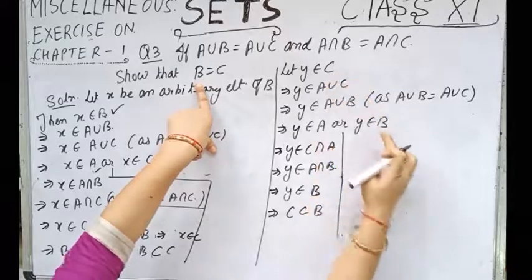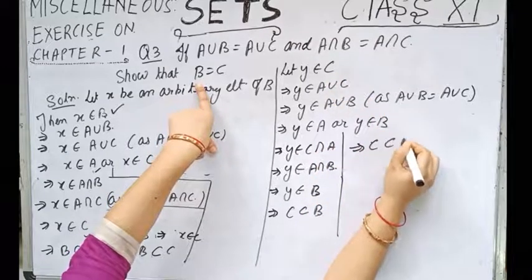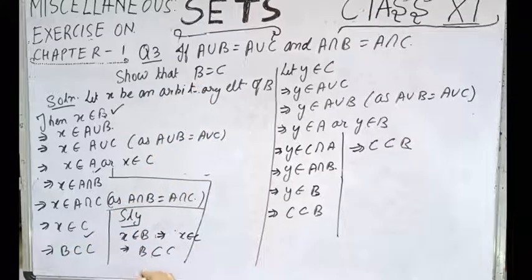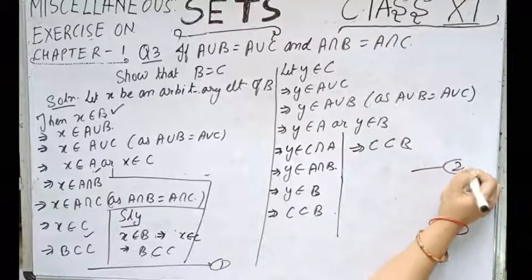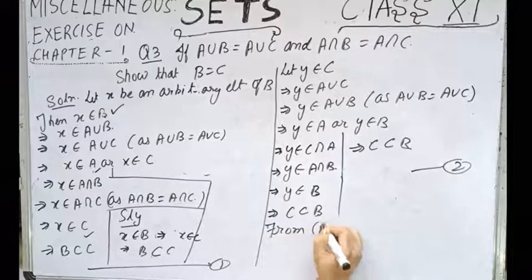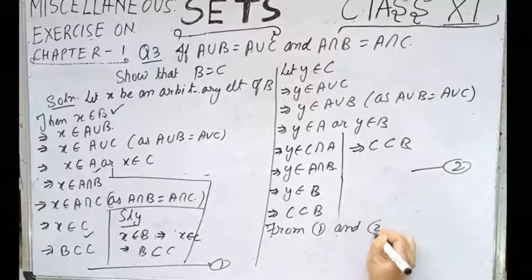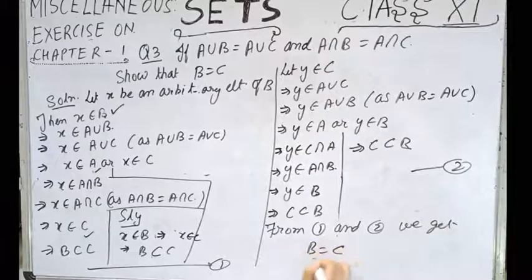Again over here y belongs to C and we have got y belongs to B. This implies C is the subset of B. So from equation 1, these two is 1 and this I am making it as 2. So from 1 and 2 we get B equals to C. I think it is clear, children.